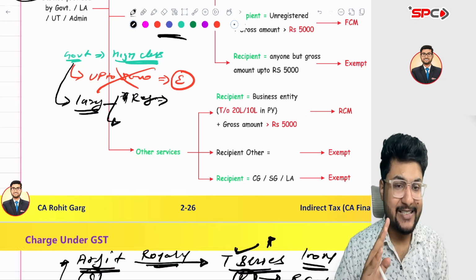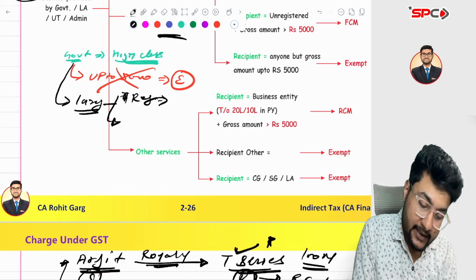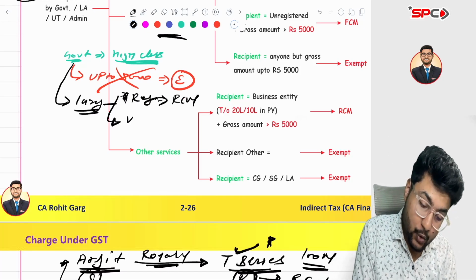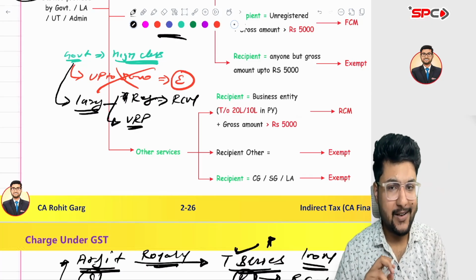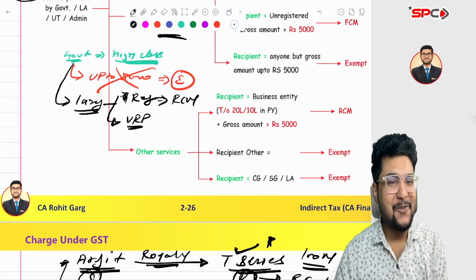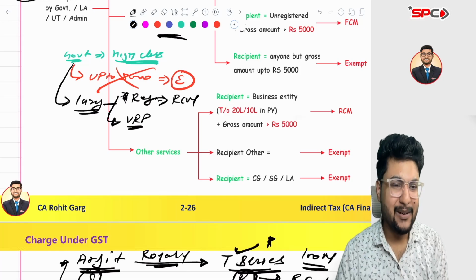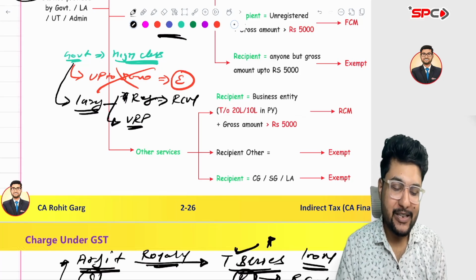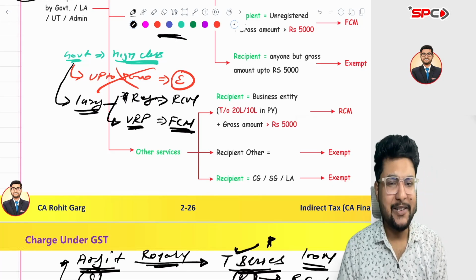Since government is lazy and doesn't want to deposit the tax itself, in that case RCM will apply. But if you are unregistered, URP means unregistered person, so if you are also not registered, and government is lazy but still has to deposit because it doesn't have any option, then in that case it is forward charge mechanism. I hope it is clear.